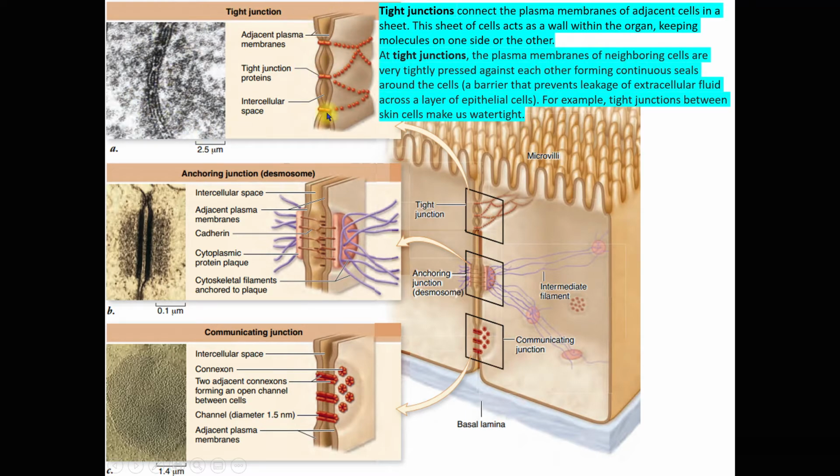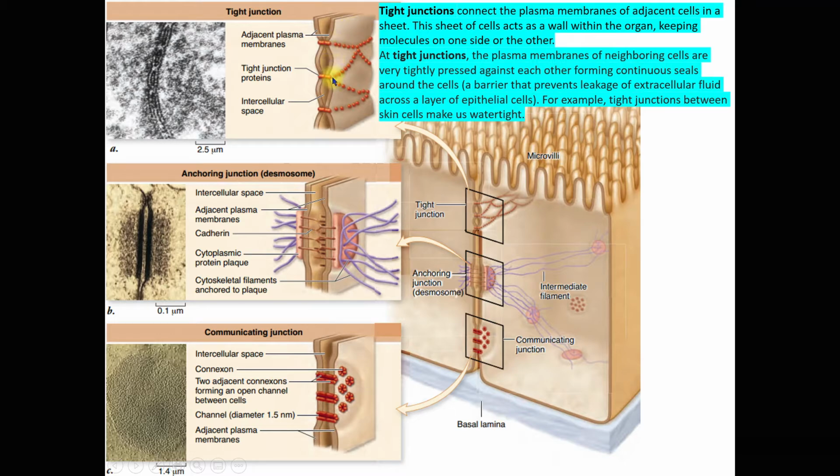This tight junction connects the plasma membranes of adjacent cells in a sheet. So dua plasma membrane daripada dua sel yang bersebelahan dihubungkan seperti sheet berlapis. Nampak tak? Dua plasma membrane ni dihubungkan dalam bentuk lapisan. Sheet ialah lapisan kan? Mantap. So this sheet of cells will act as a wall within the organ, keeping molecules on one side or the other.